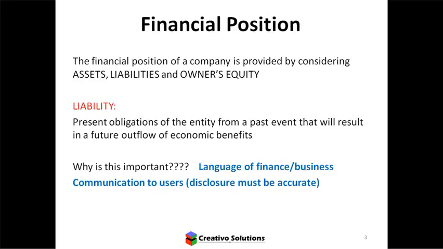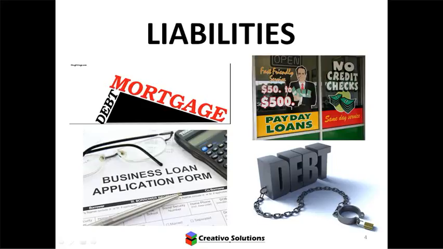So I cannot take a liability which we know is an obligation and classify that obligation as an asset. That wouldn't be correct to our users. And that's why we need disclosure. And disclosure is that communication that we need to present to our users, the owners of that particular business or the investors. Here we have some examples of different liabilities.